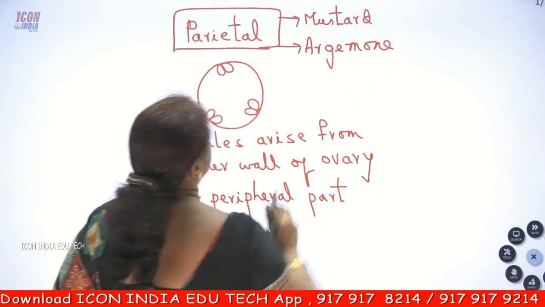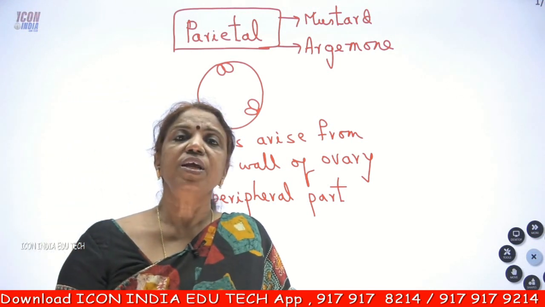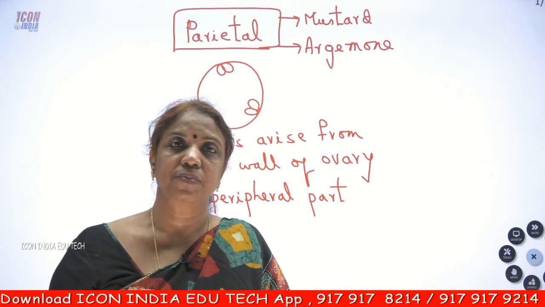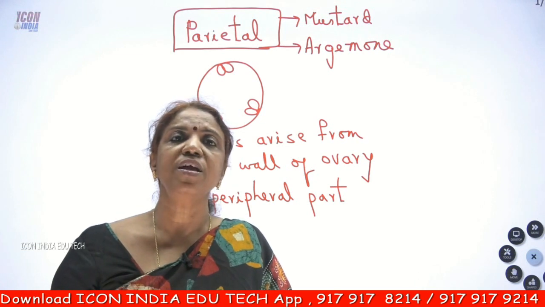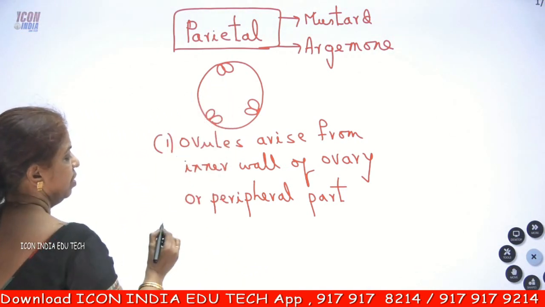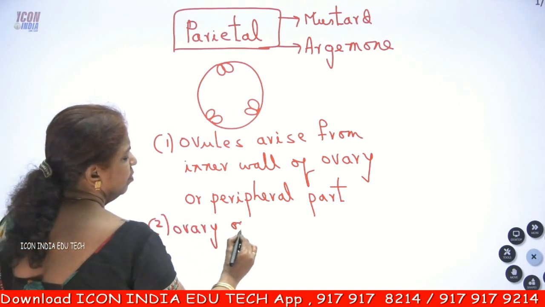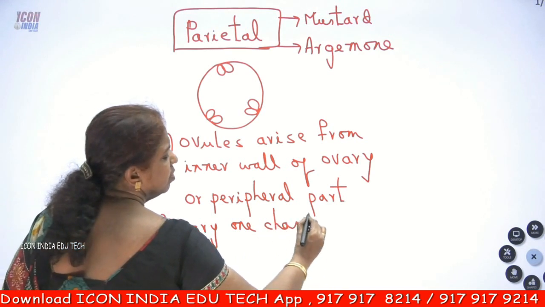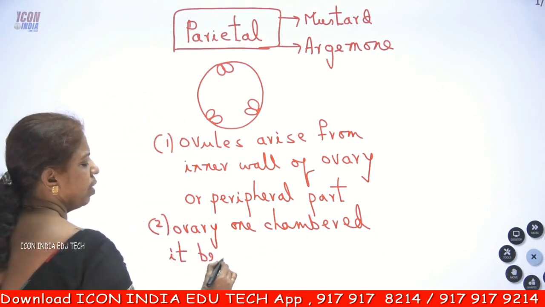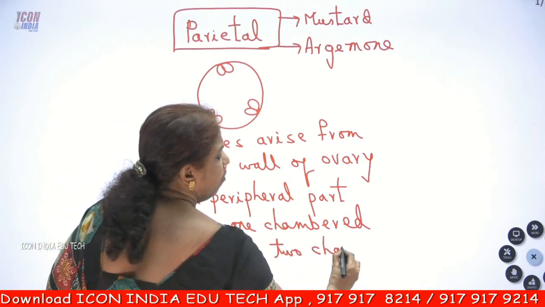So here one more point you mention is that the ovary is one chambered. It becomes two chambered due to the presence of false septum. In the case of mustard, see, here the ovary is one chambered. That is also you can mention. Second point is the ovary is one chambered and it becomes two chambered due to the presence of false septum.